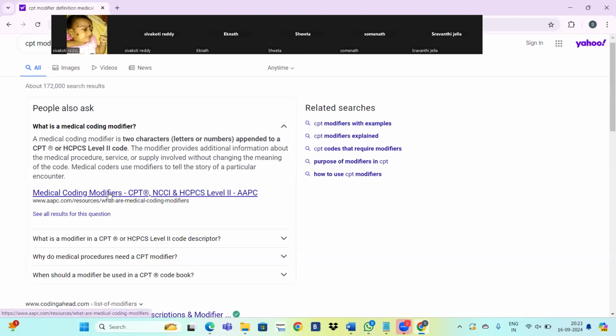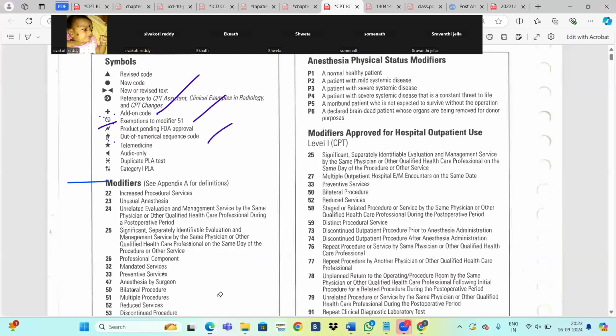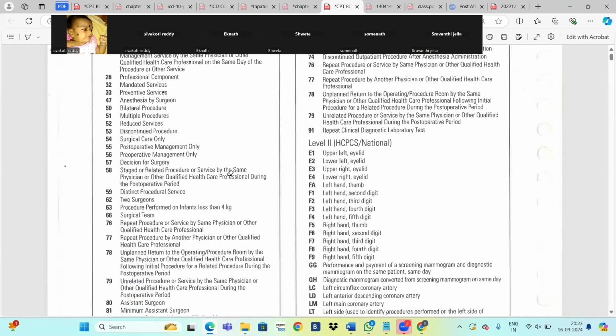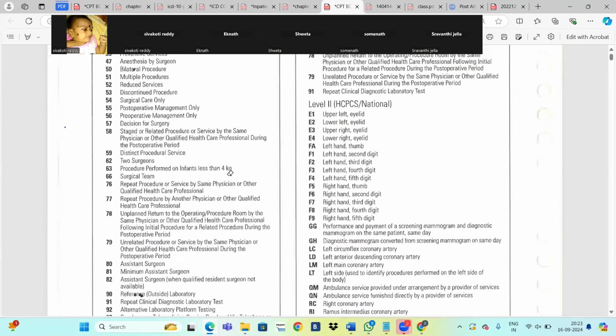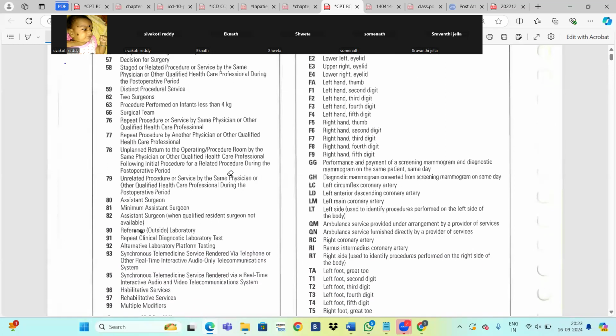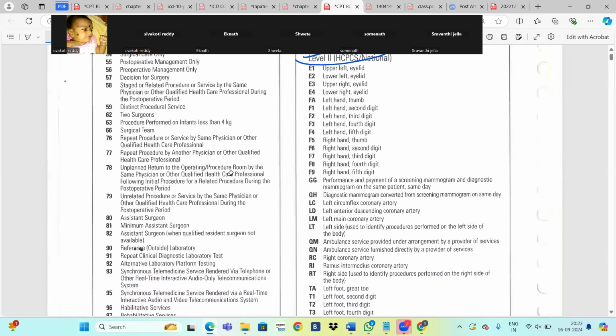Yes. So thank you. Now we can discuss modifiers. First we can discuss level 2 HCPCS modifiers. These are alphanumeric, letter and number, or only letter, you will get in this series. So first remember E1 to E4. What's that modifier?